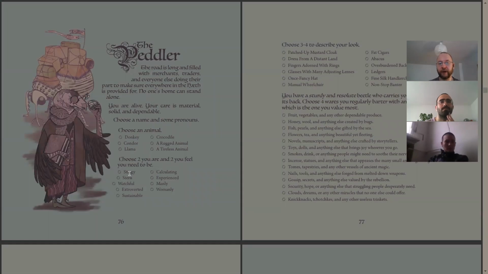For example, the peddler could really be stingy or feel that they need to be stingy, or they could choose watchful as something that they are or need to be. So they select four of these. They could write others, but this gives a basic system. This defines the archetype, almost like a filter that comes into existence.